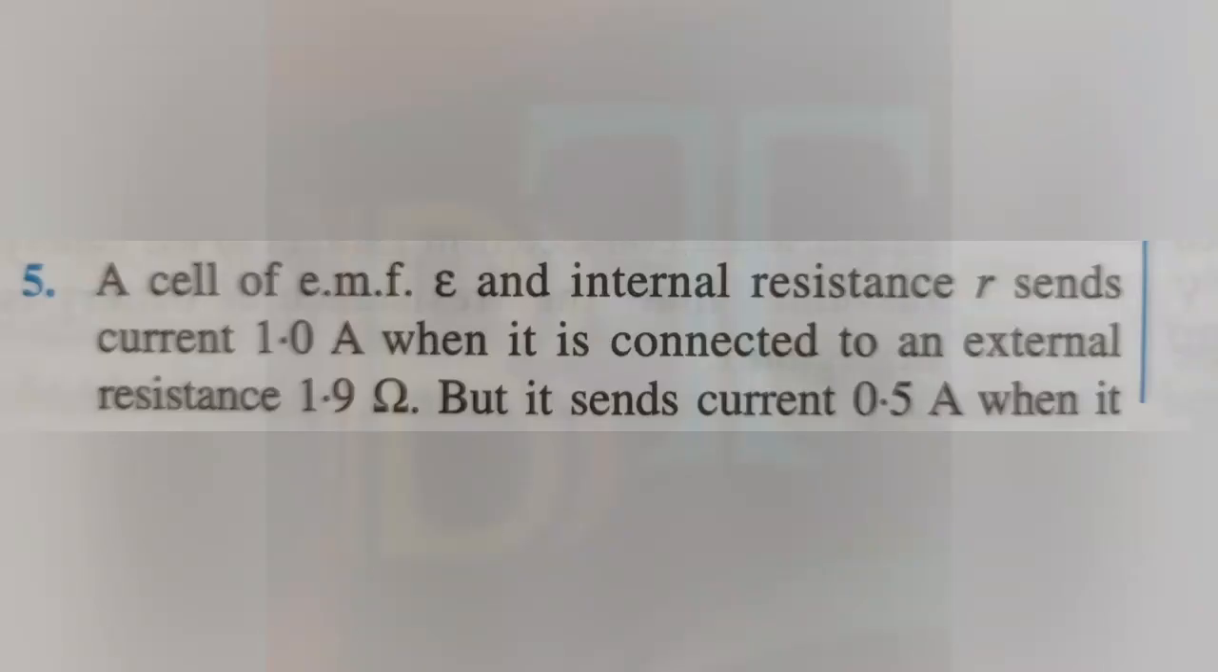In the fifth question, a cell of EMF E and internal resistance r sends current of 1 ampere when it is connected to an external resistance 1.9 ohm. But it sends a current 0.5 ampere when it is connected to an external resistance 3.9 ohm. Calculate the values of E and r.